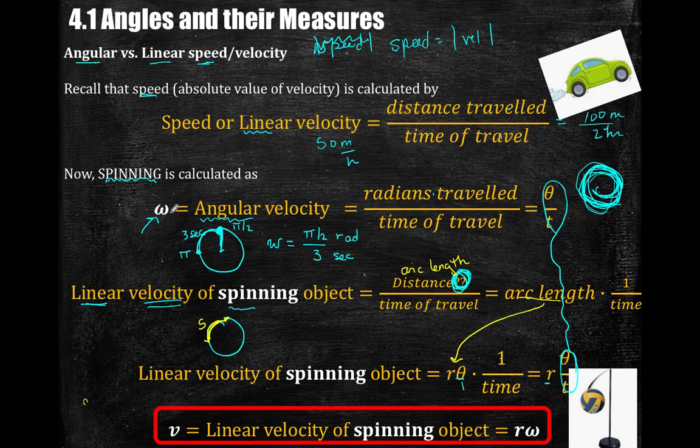Theta over t is what we call angular velocity, which is omega. So this is the formula that we have for the linear velocity, not angular velocity. Linear velocity of a spinning object is the radius times the angular velocity. That's deep, and we're going to spend a couple of days on problems like this, but I want to do a couple of the simpler problems with you where you just have to remember your formulas and your units.